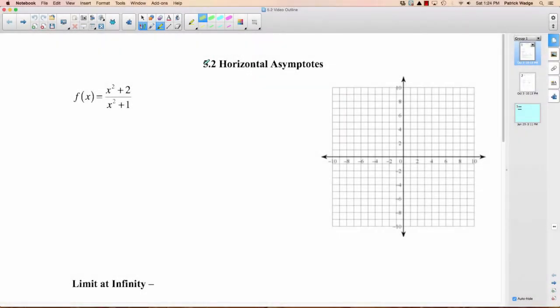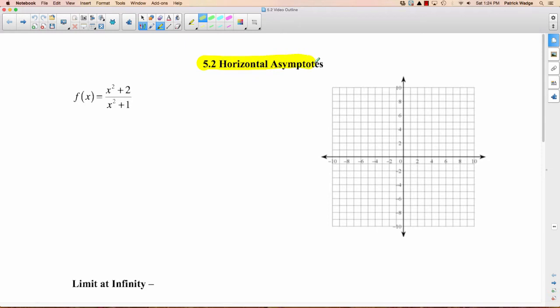Okay, last day we looked at vertical asymptotes. Today we're going to look at horizontal asymptotes. So this is section 5.2, and after this we'll go back to chapter 1 again. Okay, so we're going to get a horizontal asymptote when we graph this.